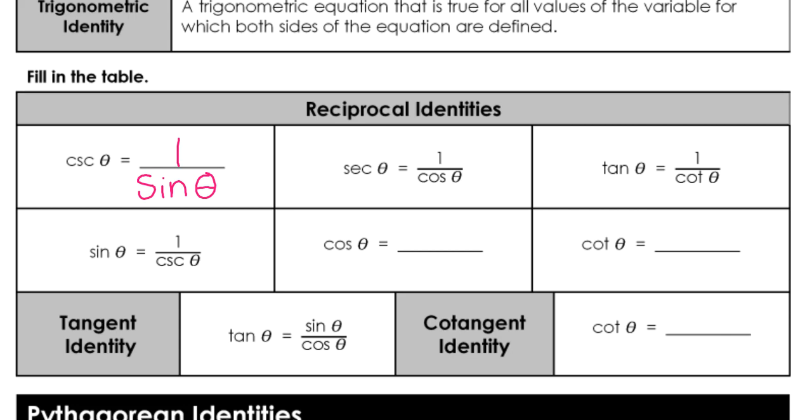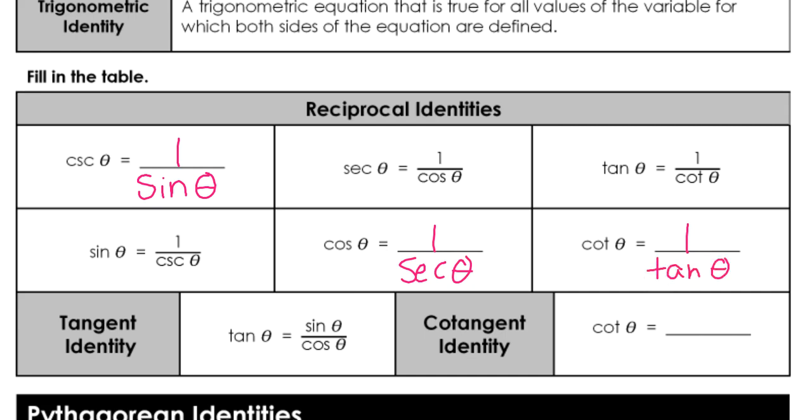You can see a couple others there. We have secant theta, which is 1 over cosine theta, and tangent theta, which is 1 over cotangent theta. And then the same thing is true in reverse. So sine is the same as 1 over cosecant. Cosine is the same as 1 over secant theta. And cotangent is the same as 1 over tangent theta.